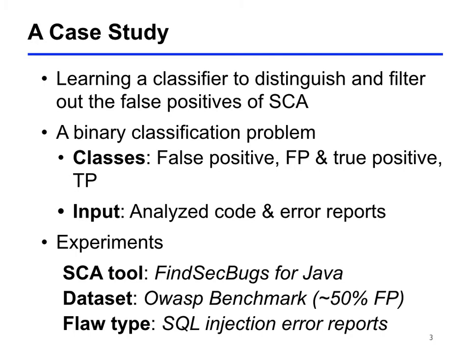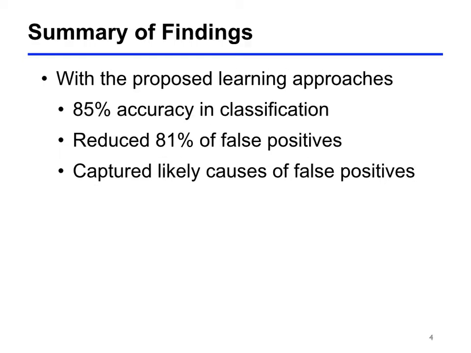In this case study, we are learning a classifier to do so. Given the analyzed code and the error reports, we formalize this problem as a binary classification problem with the classes true positive and false positive. We conducted a set of experiments in which we ran the Java static code analysis tool FindSecBugs on OWASP benchmark test suite for SQL injection flows. In this dataset, roughly half of the error reports are false positive.